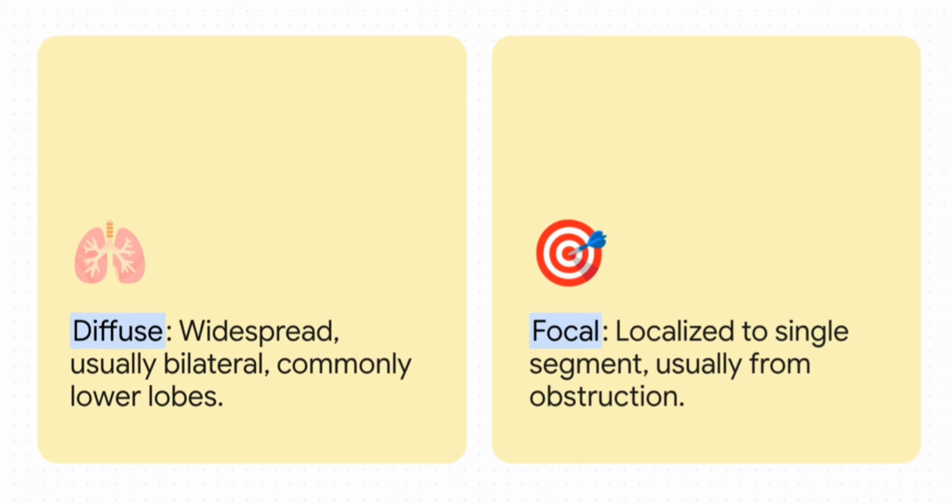Now, the actual extent of this damage can really vary from patient to patient. You can think of diffuse bronchiectasis as a widespread, generalized collapse, usually hitting the lower lobes and affecting both sides of the chest. Focal bronchiectasis, on the other hand, is much more like a localized bullseye. It's restricted to just one specific segment of the lung. This focal damage usually pops up when there's a physical obstruction in the airway, like a parenchymal tumor or maybe a foreign body someone accidentally inhaled.